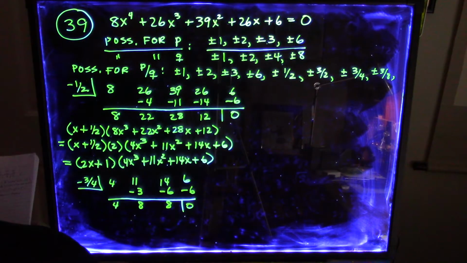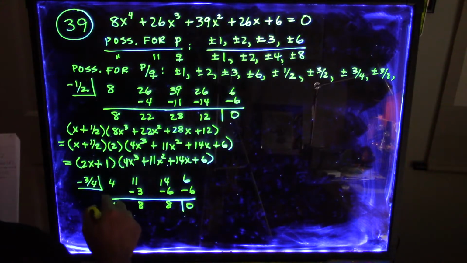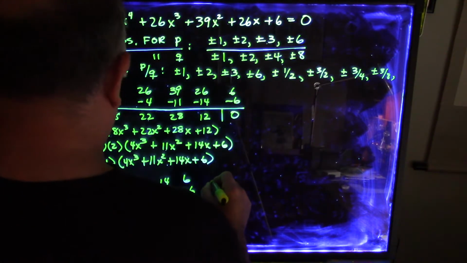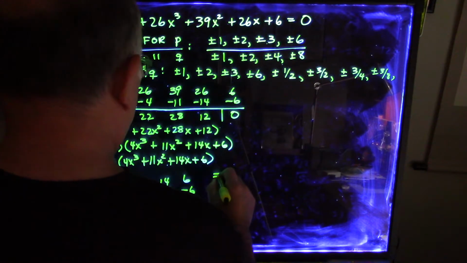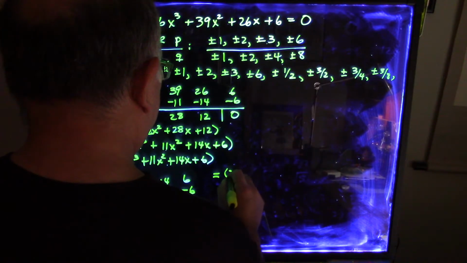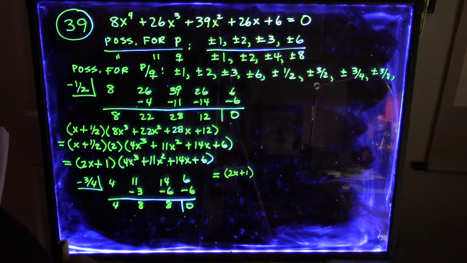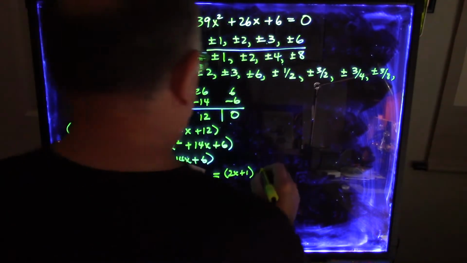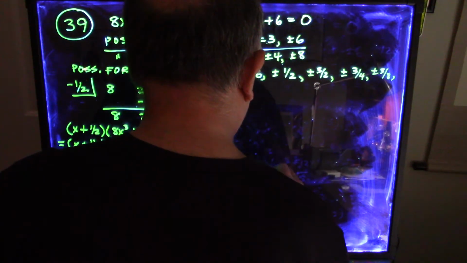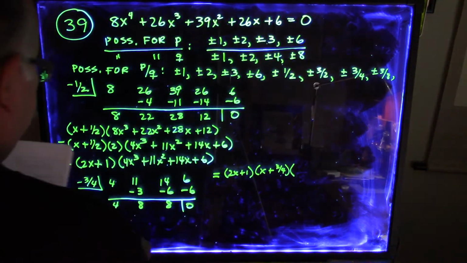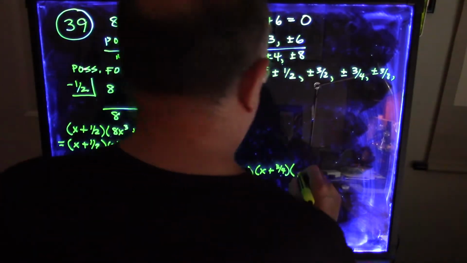Okay. So the polynomial can be written, what we did was just factor this one. So we can write that as 2x plus 1, x minus a negative 3/4, which is x plus 3/4. And then 4x squared plus 8x plus 8.